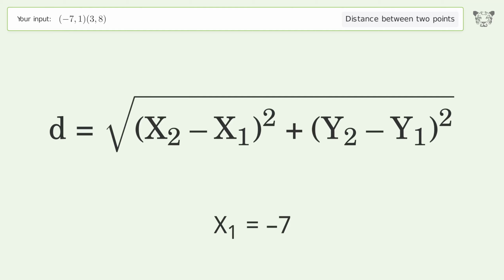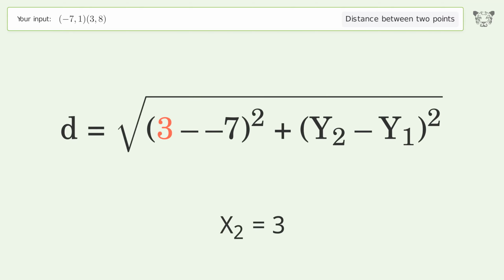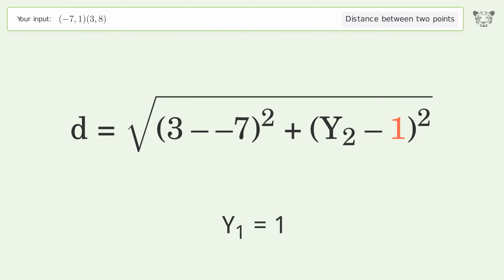x1 equals -7. x2 equals 3. y1 equals 1. y2 equals 8.